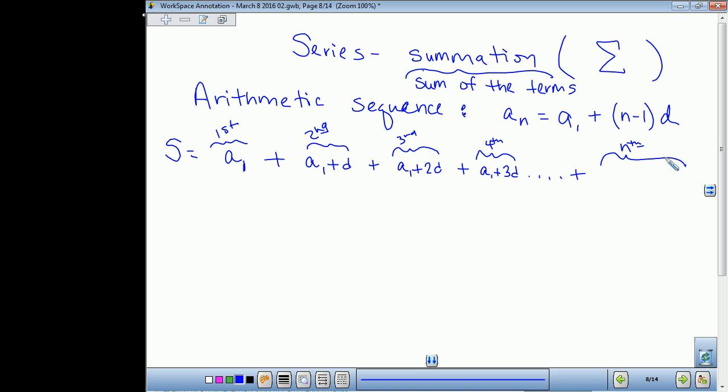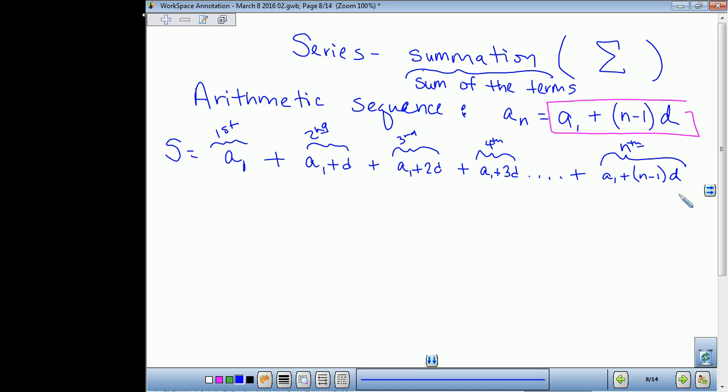Okay, how can we describe the last term? Well, isn't that just this formula? Doesn't that find the nth term? So I'm going to represent the last term as the first term plus n minus 1 common differences. And does that make sense? Is 3 1 less than 4? Is 2 1 less than 3? And 1 is 1 less than 2? Okay, good.